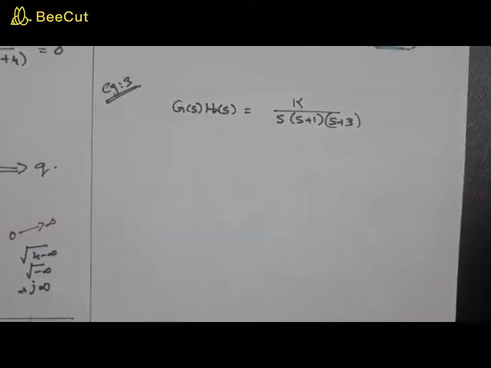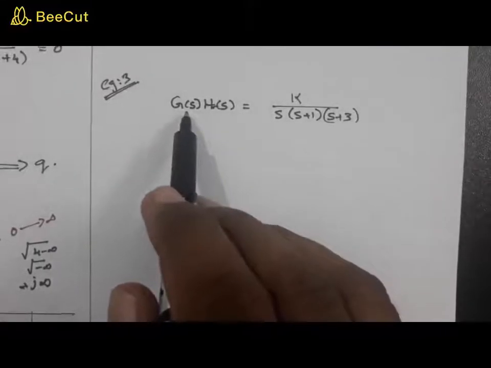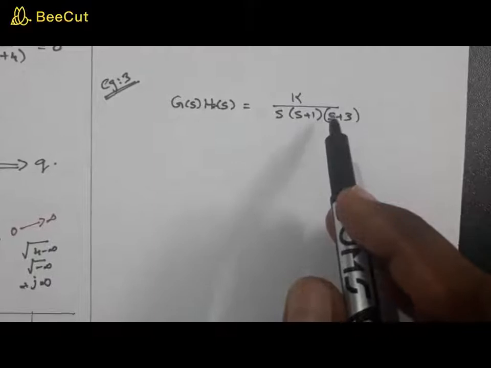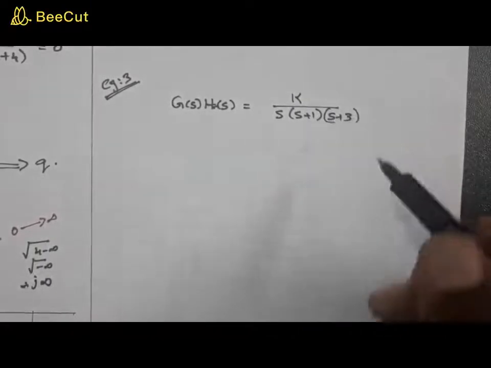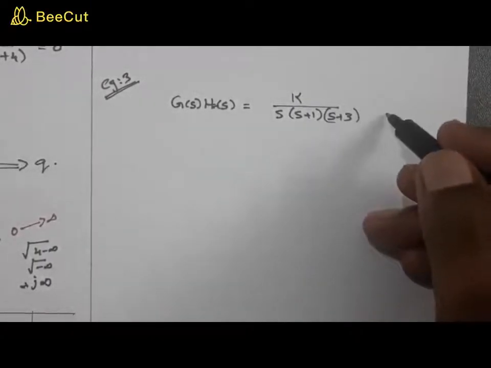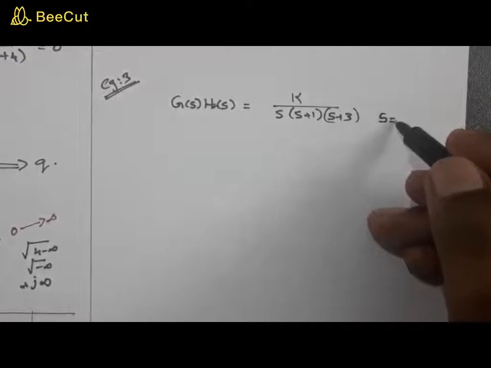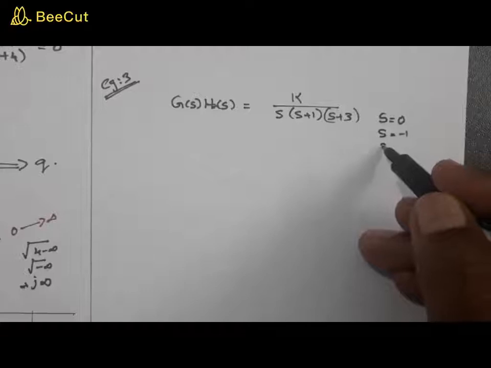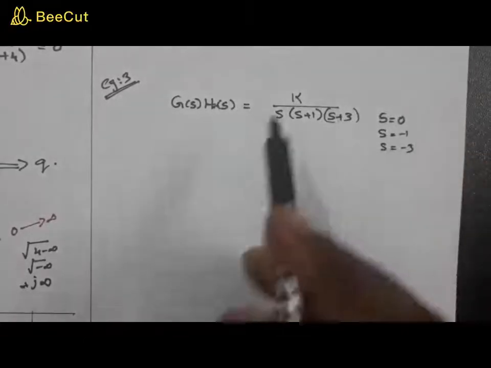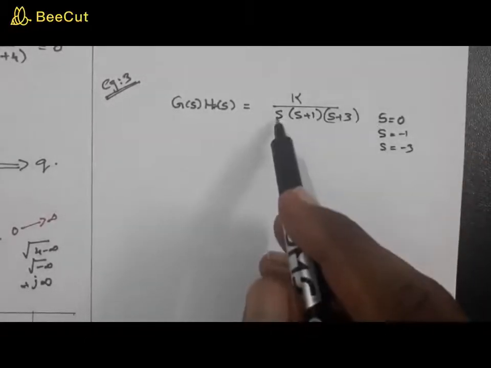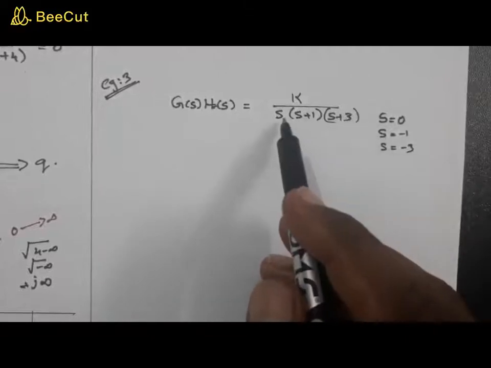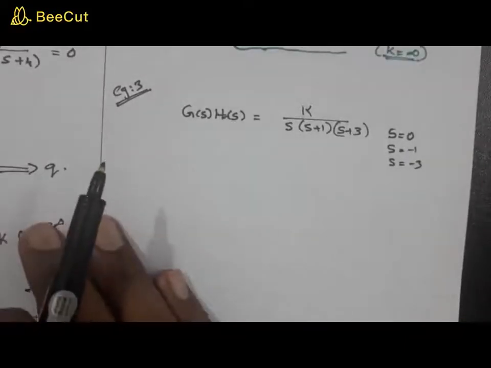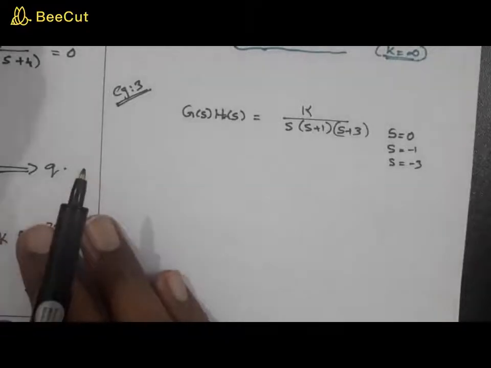Now consider an open loop transfer function given by k divided by s into s plus 1 into s plus 3. Before going into that, we know what the open loop poles are: s is equal to 0, s is equal to -1, s is equal to -3. How will you find the poles? By putting the denominator to 0. Each factor to 0, you get s is equal to 0, s is equal to -1, and s is equal to -3.